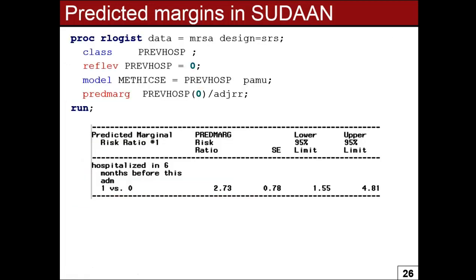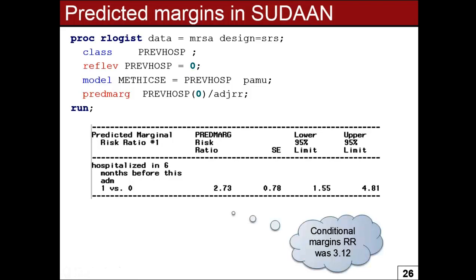And so what you get here is this output. You get all those other tables previously, and now we get something called the predicted marginals table, 1 versus 0, 2.73, and with a confidence interval of 1.55 to 4.81. Okay, so this is the 95% confidence interval. Notice before it was 3.12. That was when we got with conditional margin. So we actually get a different answer. They're both 2.7, 3.1. It's kind of in the same zone. But this is probably the more truthful answer.